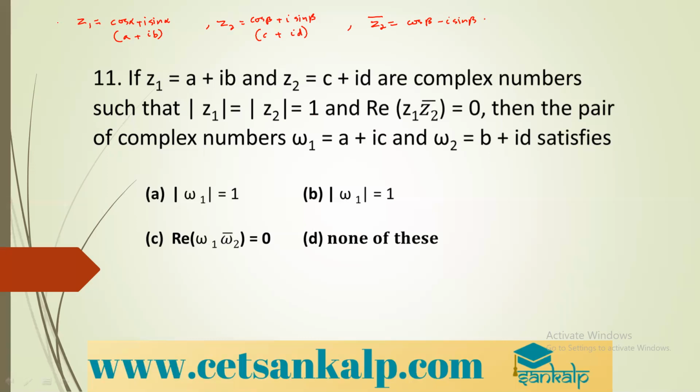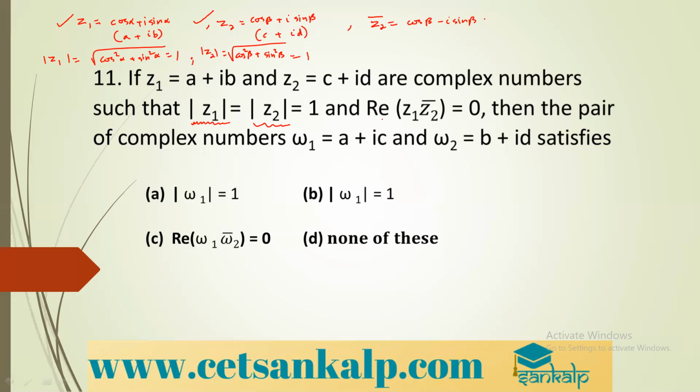Why did I take z1 this and z2 this? Because they gave me modulus of z1 and z2 equal to 1. So conveniently, modulus of z1 will be square root of cos square alpha plus sin square alpha, which is 1. And modulus of z2 will be square root of cos square beta plus sin square beta. This is also equal to 1. So clearly I got it.